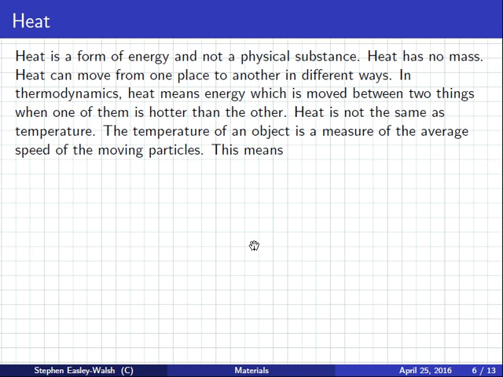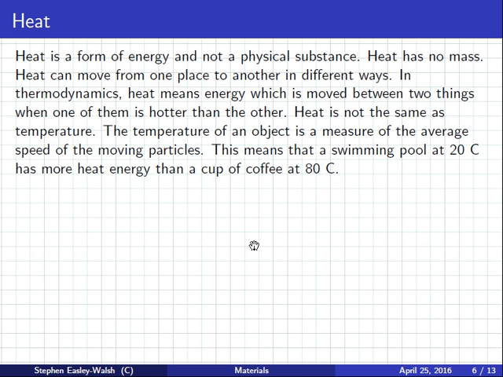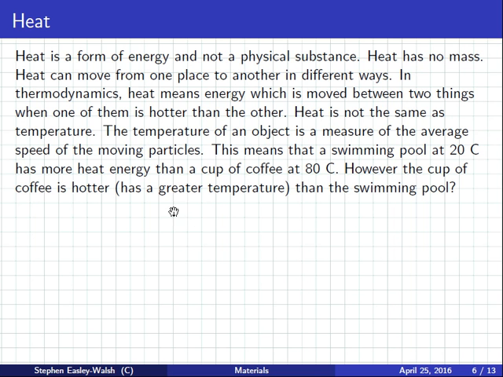Here's a good example to understand the difference. A swimming pool at 20 Celsius has more heat energy than a cup of coffee at 80 Celsius. Even though the swimming pool is at a lower temperature, because there's more swimming pool than coffee cup, in total the energy is greater for the swimming pool. However, the cup of coffee is hotter than the swimming pool. It's an unfortunate use of English. When I say something is hotter, it means higher temperature, not more heat energy.